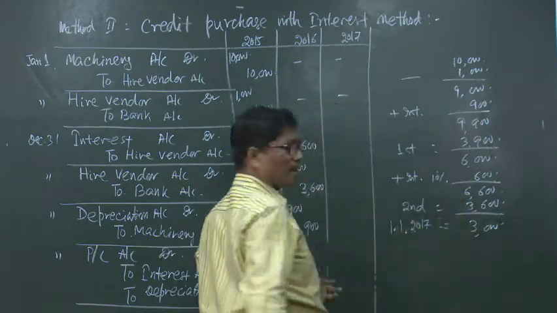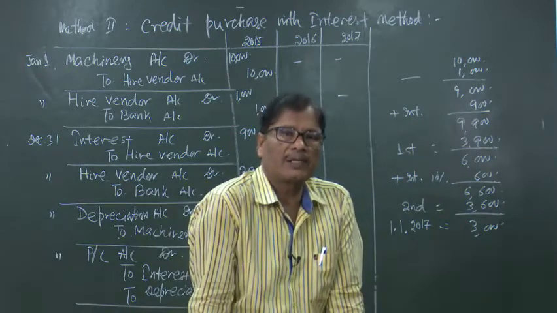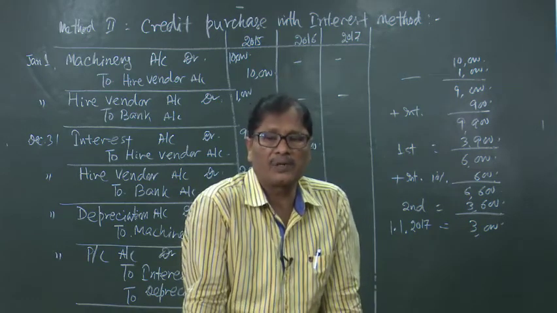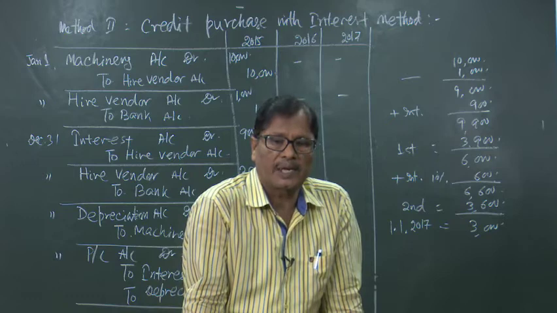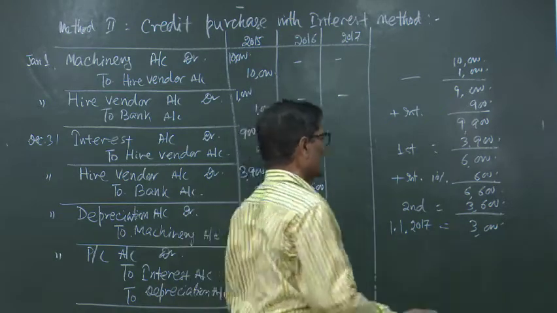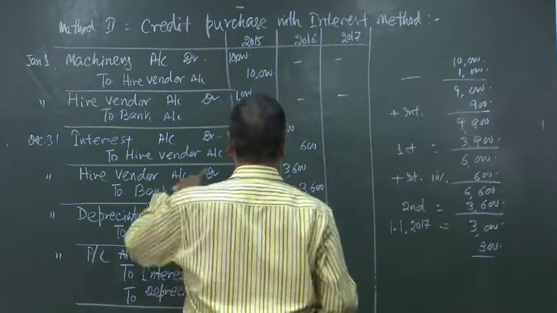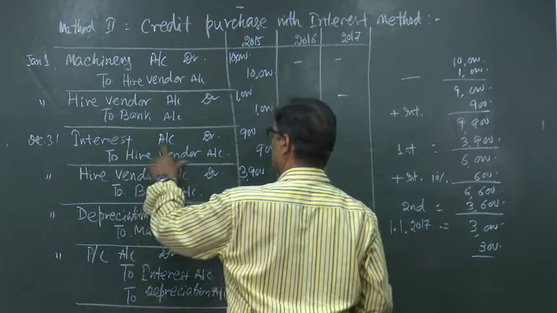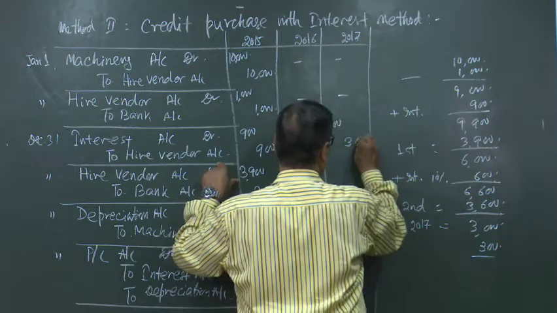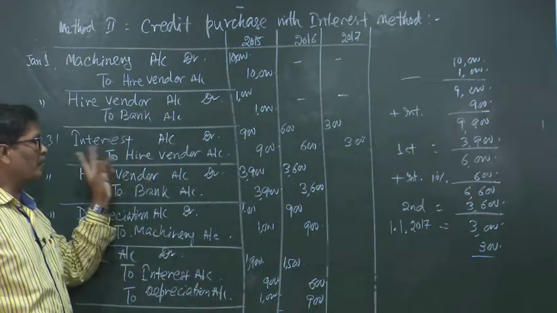The amount was 3,000. So, now we can calculate interest at the rate of 10% on the balance due on 1st January 2017, which is amounting to rupees 3,000. So, on 3,000 let us calculate 10%, which is coming to 300. So, the interest will be 300. So, this entry, that is interest account debited to hire vendor account 300, 300. This will be the calculation of interest.